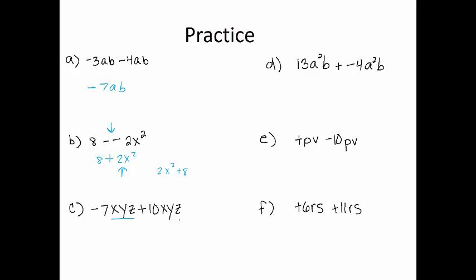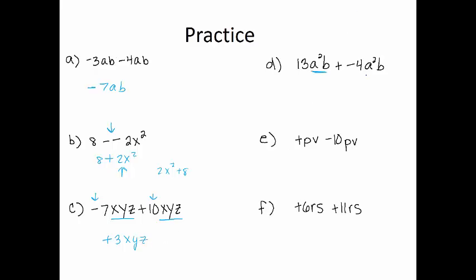Here we have an xyz and an xyz, so we can combine these. This is called combining like terms. So we're simplifying these, or combining like terms. We have negative 7 and positive 10, so we have more positives. How many more positives? We have 3, so it's 3xyz.